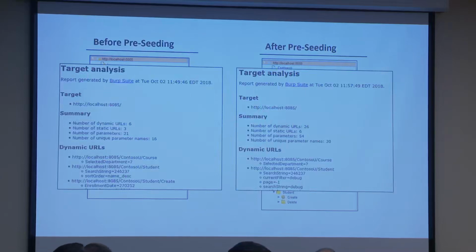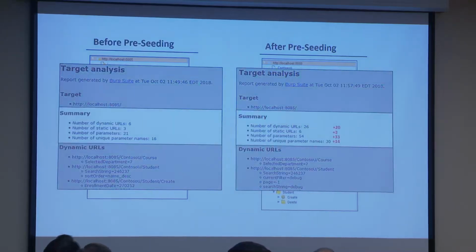And this is a report that Burp can generate. Again, this is before seeding and after pre-seeding. So you can see that we were able to get a lot more coverage. We found more dynamic URLs, more static URLs, more parameters. So it's just a way of improving and demonstrating how you can improve the attack surface.